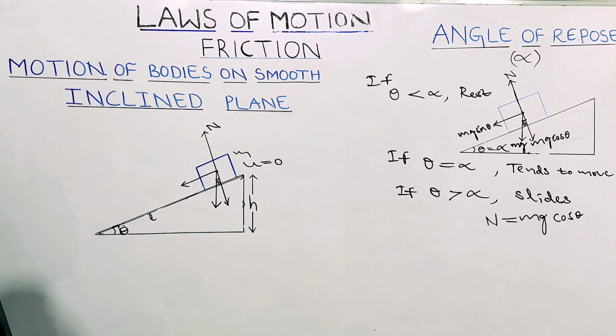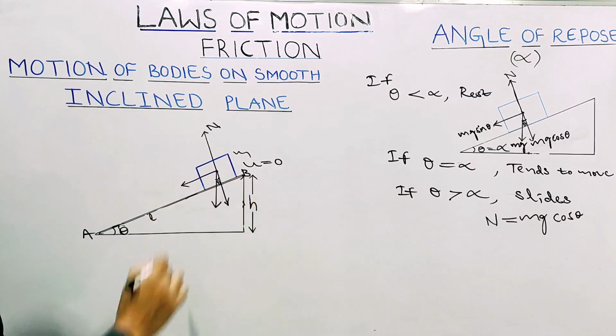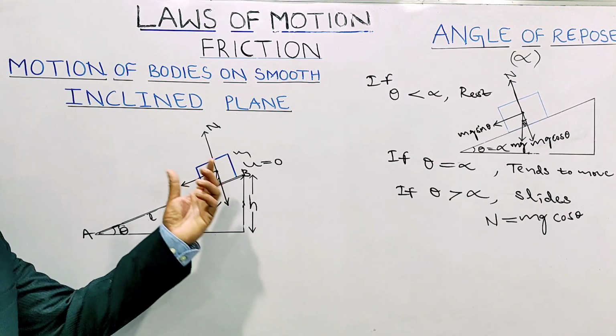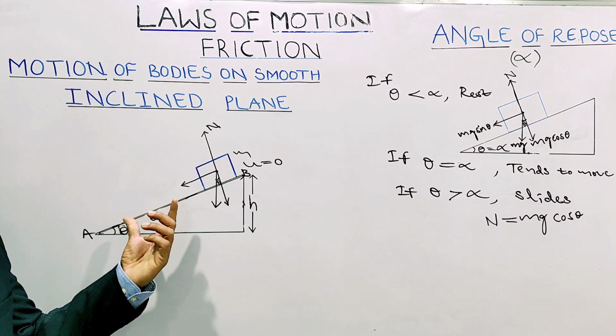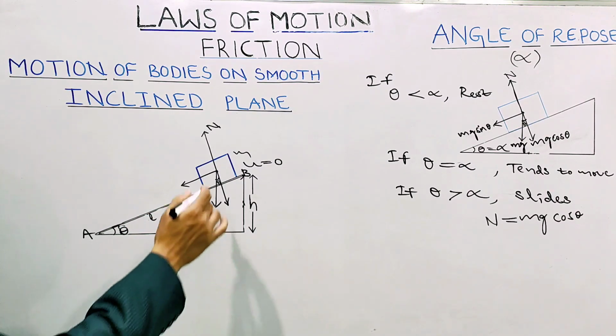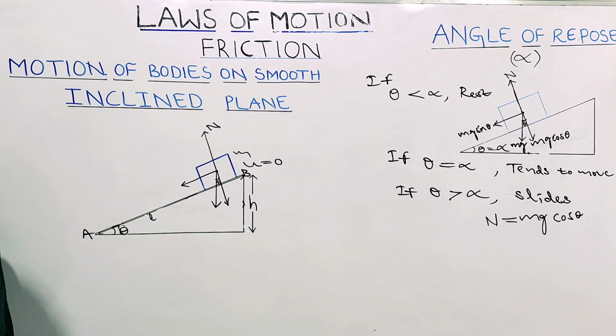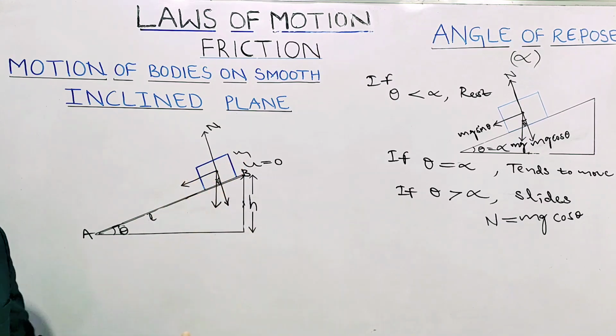Here you can observe, this inclined plane I am naming AB inclined plane. The body is sliding down on the AB inclined plane. This surface is purely smooth. Now the body is at equilibrium position. Equilibrium position means the angle of inclination theta is less than alpha. At that time the body is at rest.